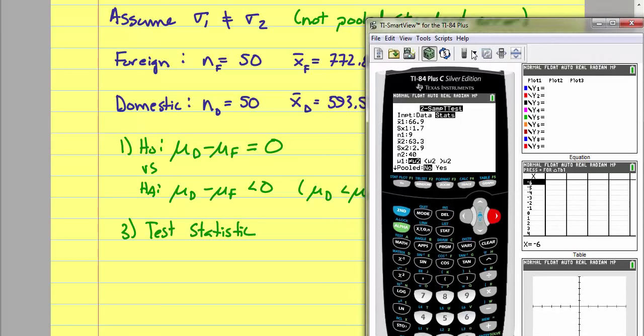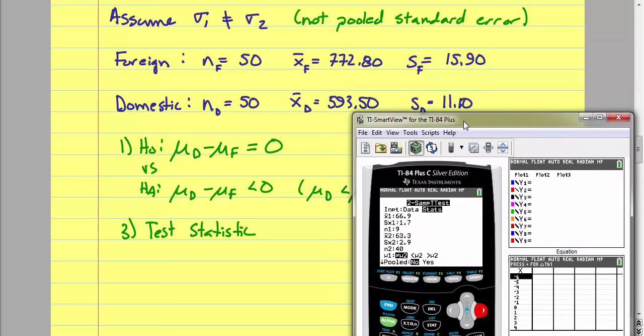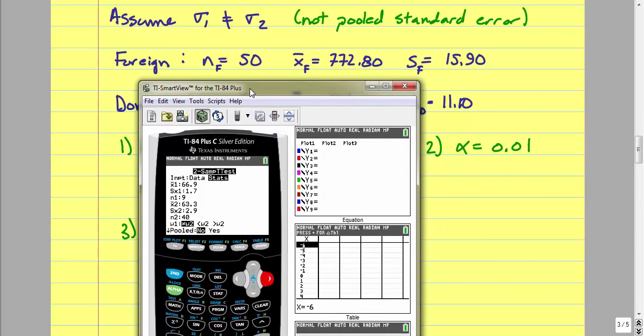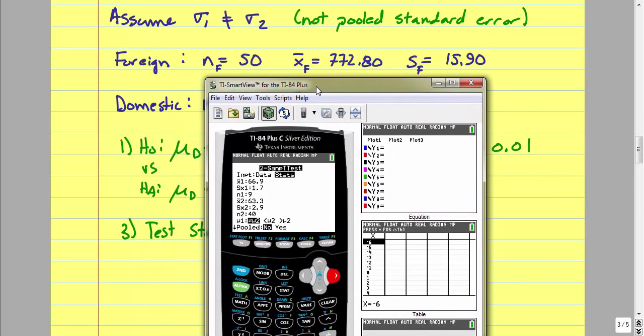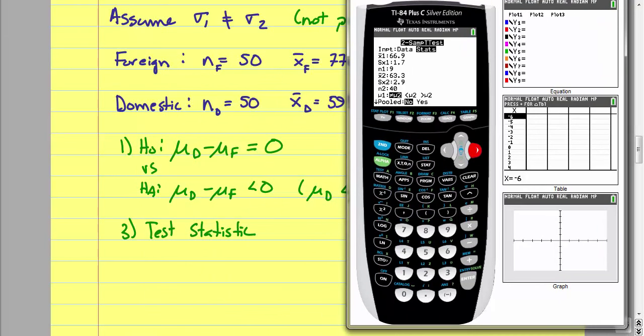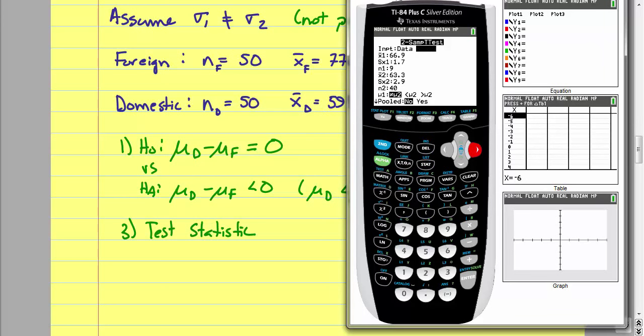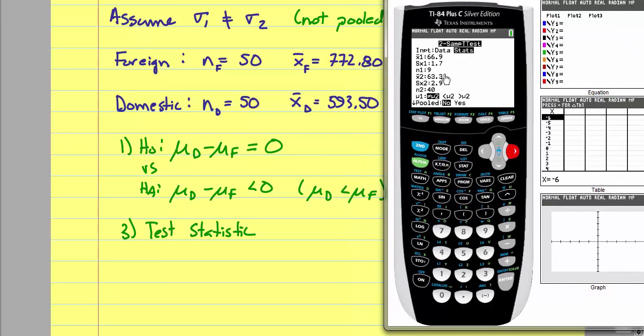So let's enter the data. We're going to enter the information from foreign and domestic. I'm going to enter the domestic first because it's my first value listed here. So x sub d is 593.50.